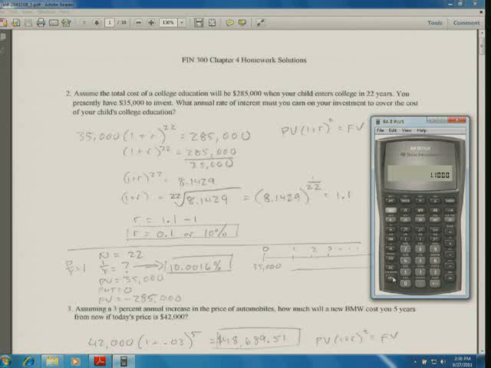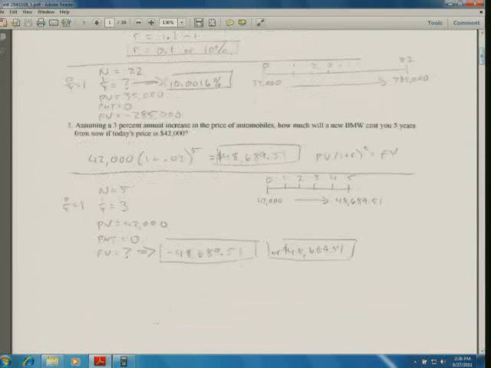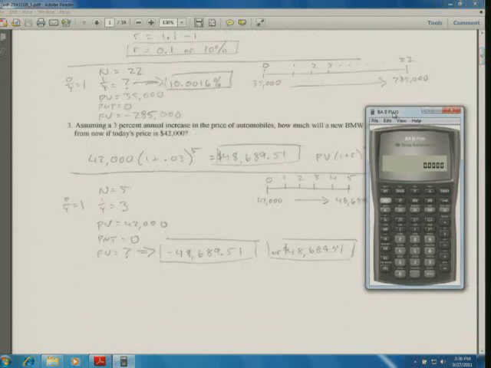Now let's figure out how to solve this problem using the time value keys in our calculator. What I've done here, I'll draw your attention to this timeline first. Anytime I'm using the time value keys for the calculator, I'll always draw this timeline for myself, just so I can keep in mind what I'm actually doing, because it's real easy to get lost in trying to use your calculator and forget what you're trying to solve for the problem.